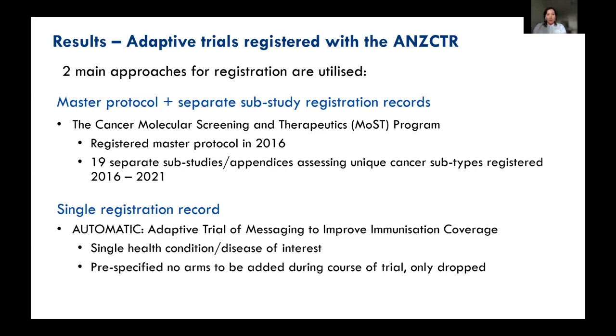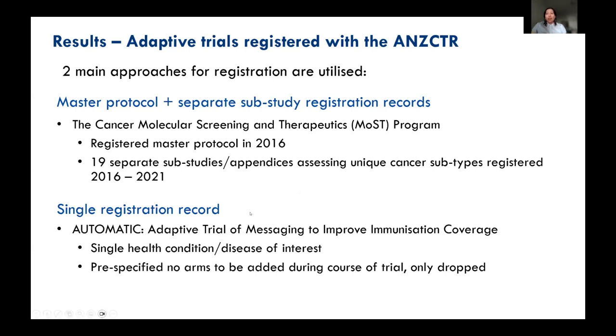So after discussions with the researchers, we determined that it would be best if we registered a master protocol that could then be linked to each of the sub-studies, and they would then be registered separately over time as these were funded and treatments became available. As you can see, this did result in 19 separate sub-studies being registered for the MOST program. But as I mentioned, because the trial information for each of those sub-studies is different, this is the clearest and most easily approachable way to describe each of those sub-study types.